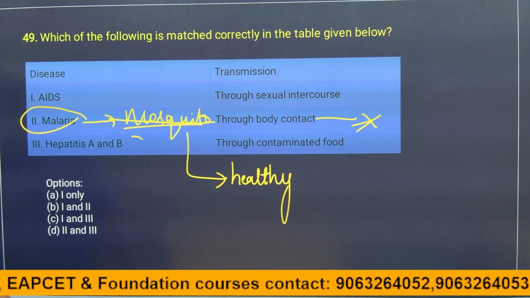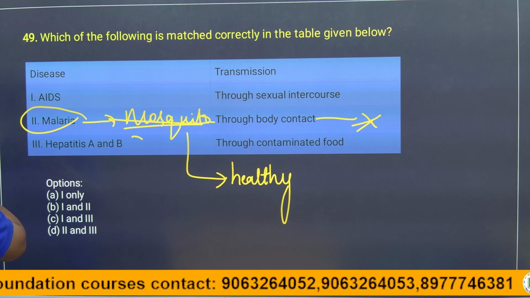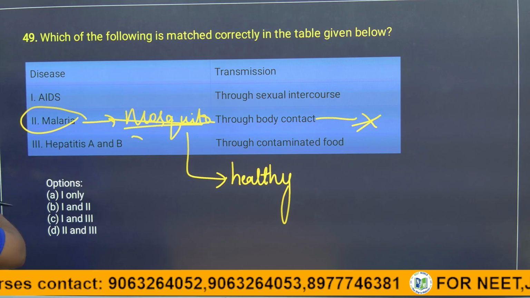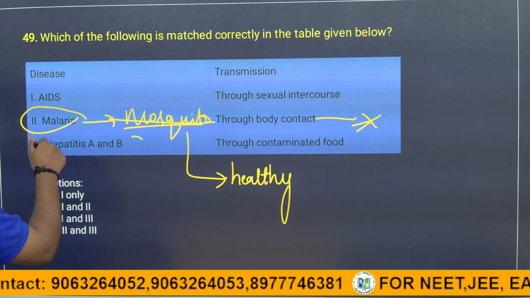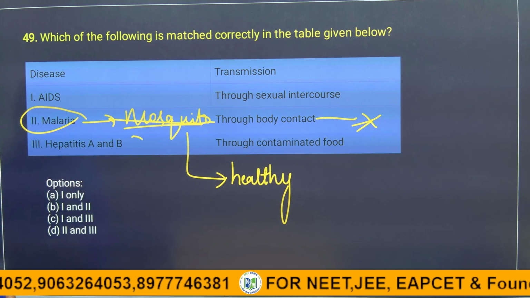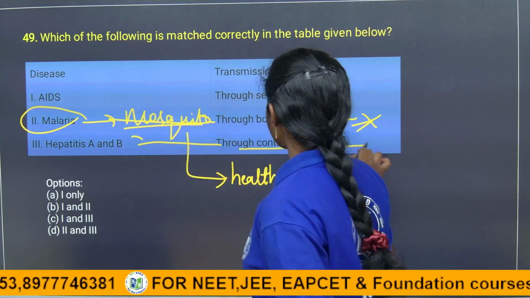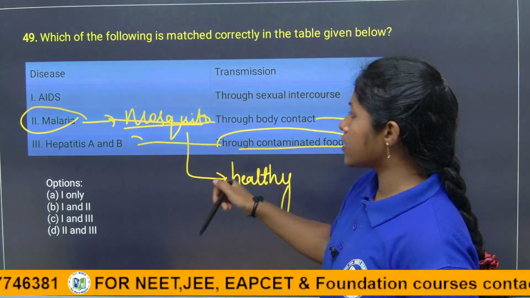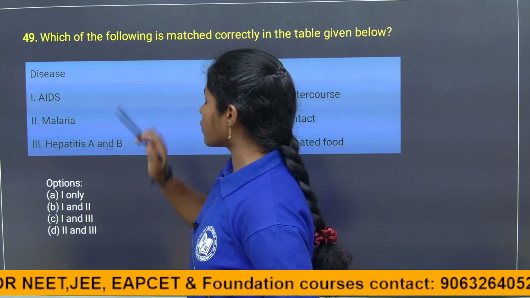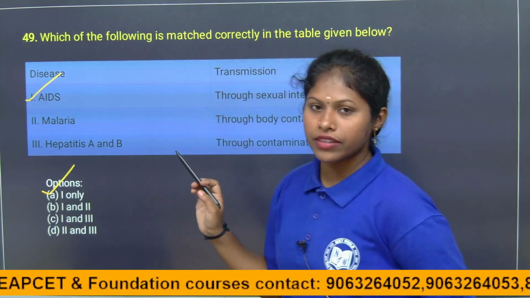Coming to the next question, hepatitis A and B. So children, we have not discussed some of the questions. Okay, let's see this first. So hepatitis A and B through contaminated water. So it is also wrong, children. So the correct answer for this question is only A. Only A is the correct answer for this question.